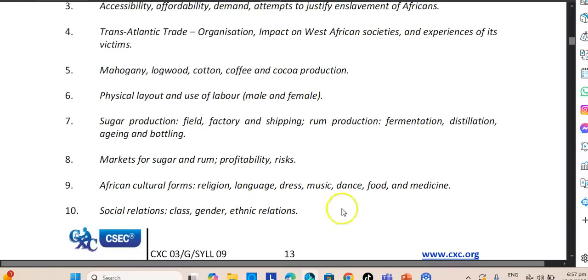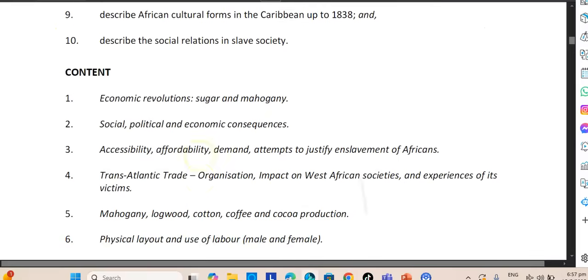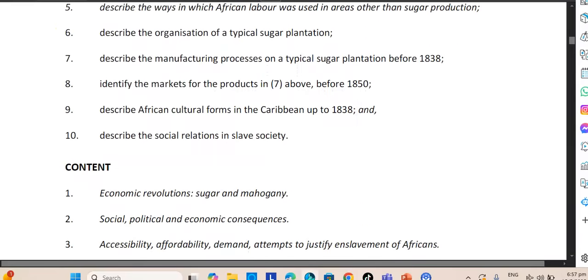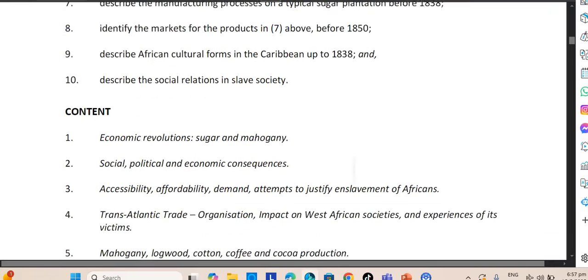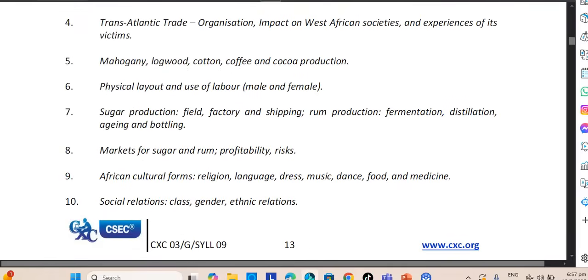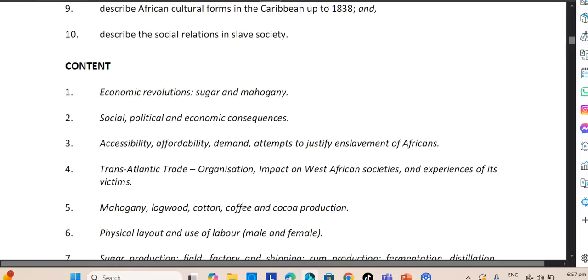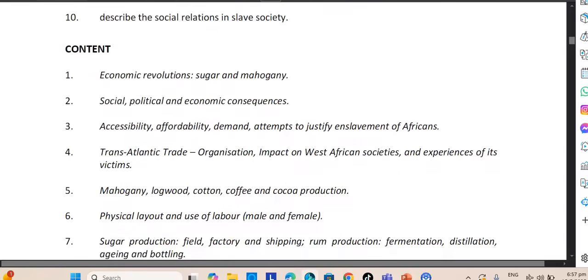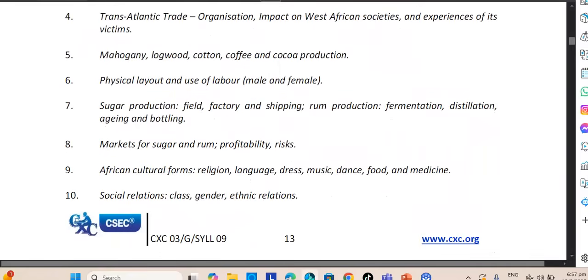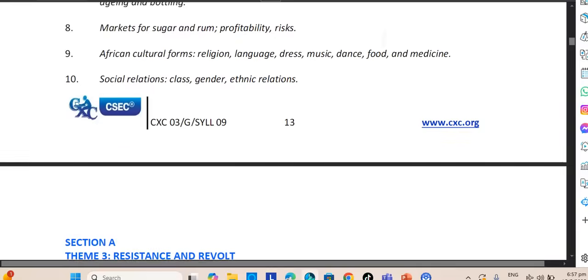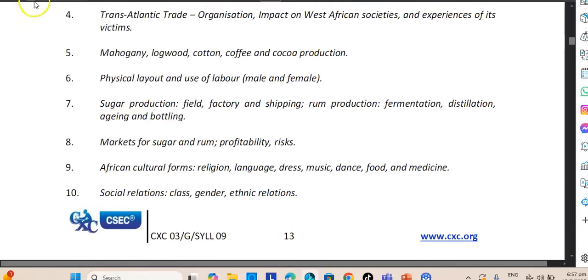All right, guys, so you should be able to explain the markets for sugar and rum, and their profitability and risk. Now we're going to look at describing African cultural forms in the Caribbean up to 1838. We're going to look at African cultural forms, including religion, language, dress, music, dance, food, and medicine. We are also going to describe the social relations in slave society, looking at class, gender, and ethnic relations. All right, so let's go, guys.